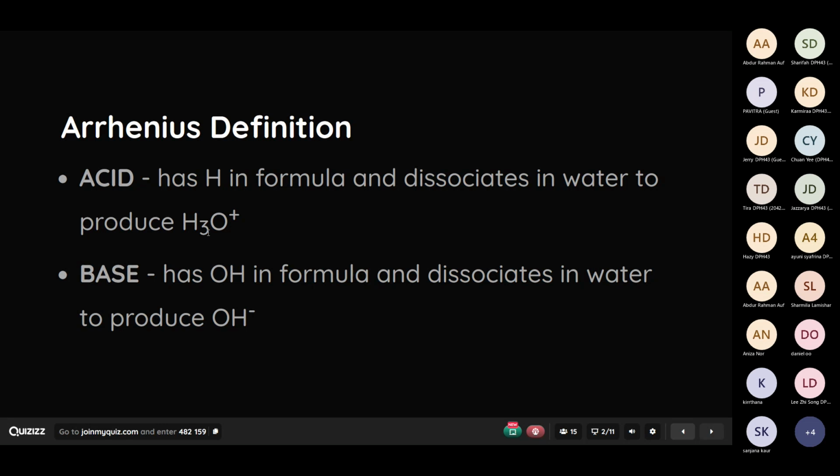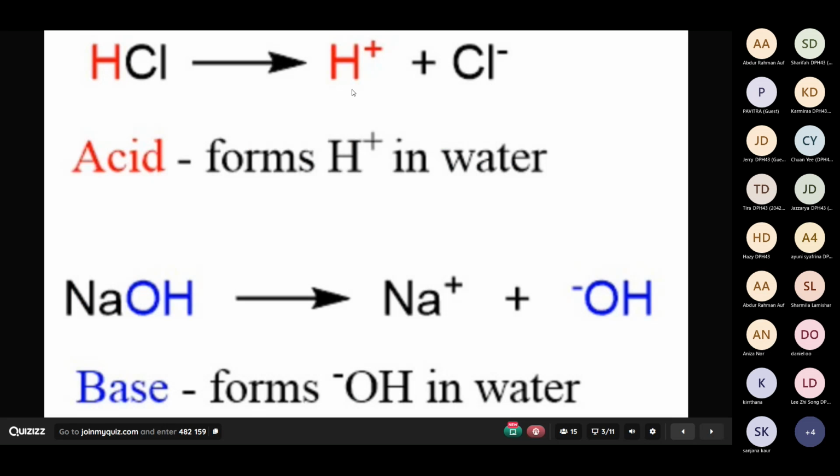Dia tak lengkap kat sini. Okay, so tak semestinya H3O plus saja, hydronium saja. It also includes H plus ion. So dekat sini, hydrochloric acid dia dissociate menghasilkan H plus ion dan juga chlorine ion. So therefore, according to Arrhenius, hydrochloric acid HCl adalah sejenis acid. So this is acid because it forms hydrogen ion, H plus in water.